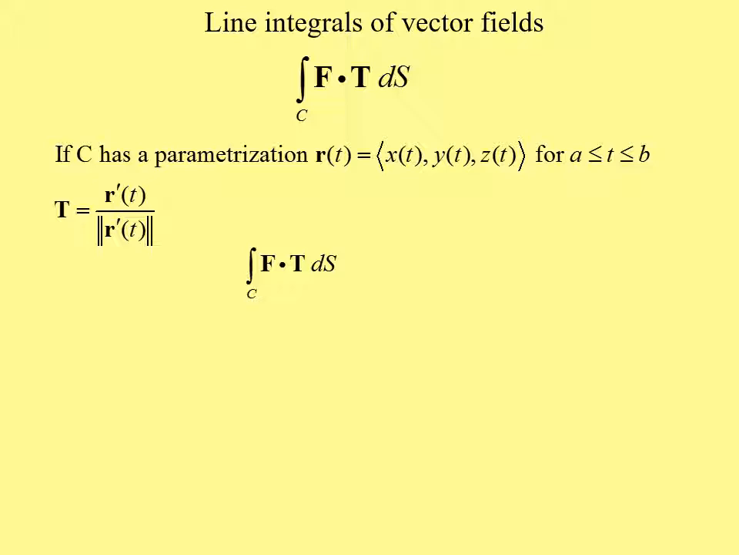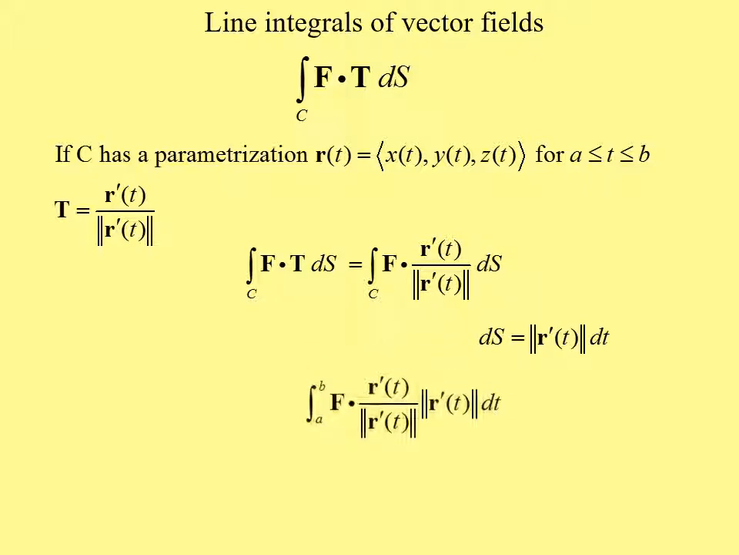So we're going to change our integral by replacing T with what's equal to T, and we did this with the scalar line integrals. We're going to replace the ds with the magnitude of r prime of t, dt. And so we get this integral, which simplifies to this. Now, this is probably the most useful version of the line integral of a vector field.